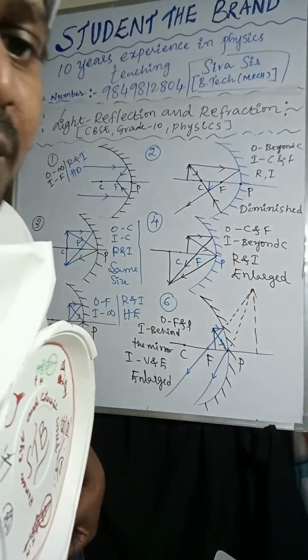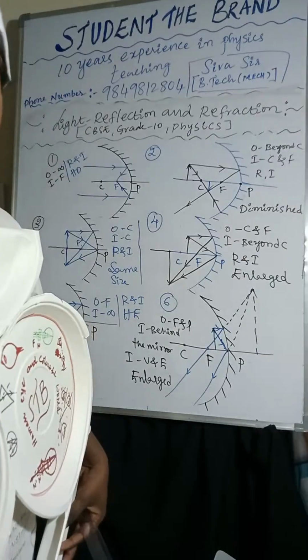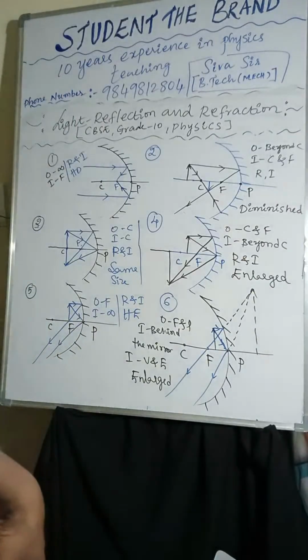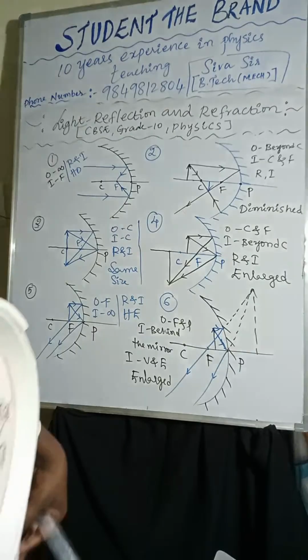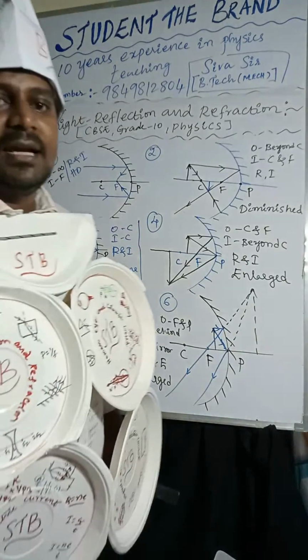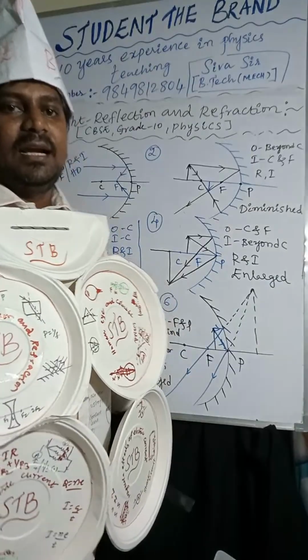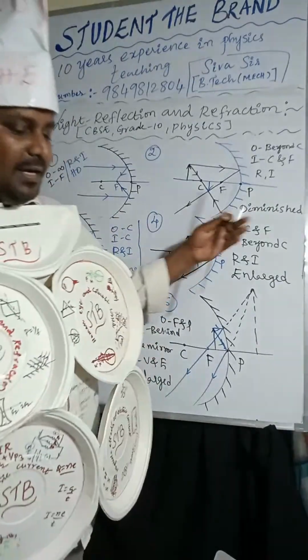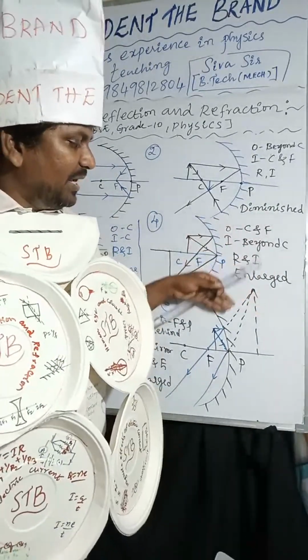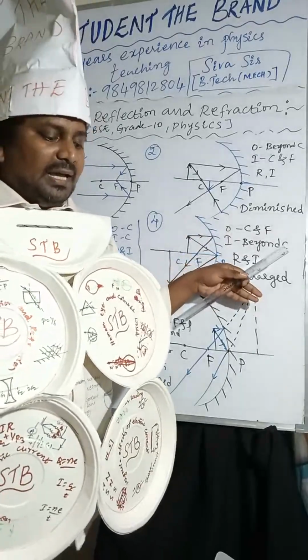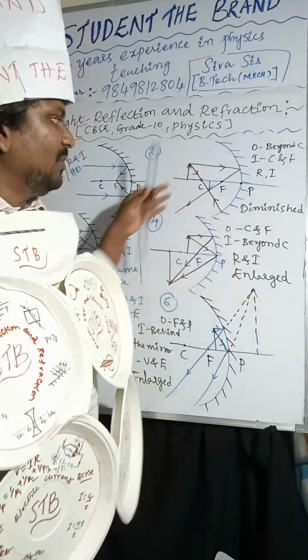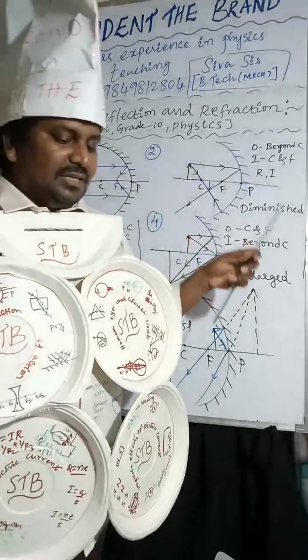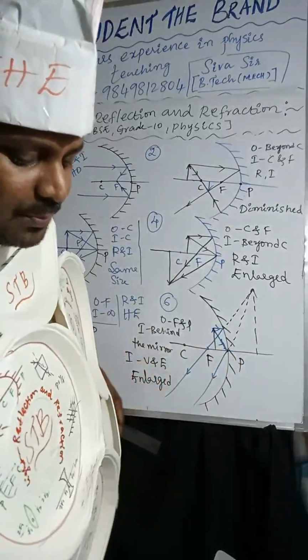Enlarged image will form. Virtual, erect and enlarged image will form behind the mirror. So the nature of the image is virtual, erect and enlarged. I hope you can understand. So these are the image formations by concave mirror.